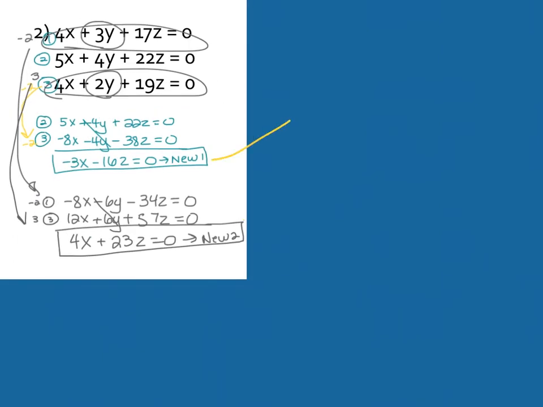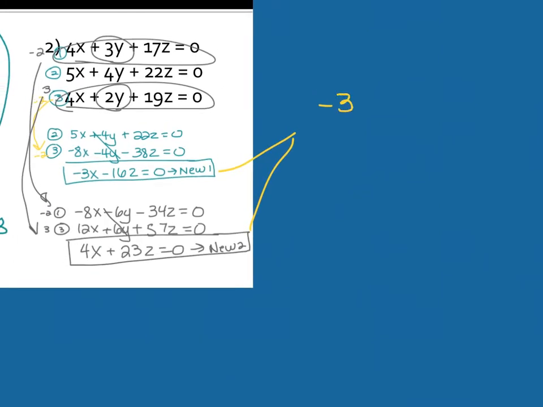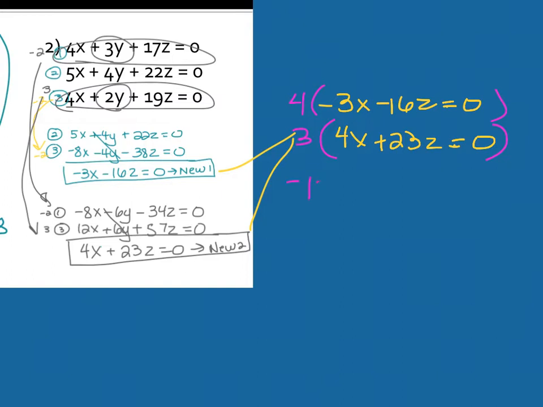So then I use those two, negative 3x minus 16z equals 0, and 4x plus 23z equals 0. And I've got to cancel out a second variable. Obviously, it's easier to work with the x's than the y's. So I'm going to multiply this times positive 3, or then the z, sorry. Nope, other way around. I can multiply this times 4 and this times 3. And I get negative 12x plus 64z equals 0. Positive 12x plus 69z equals 0.